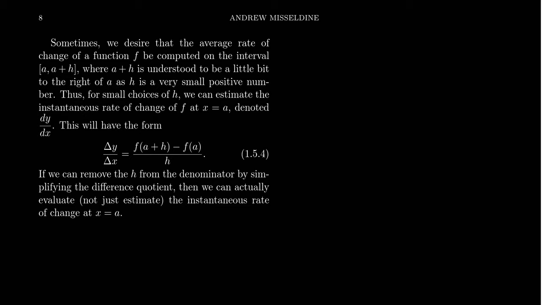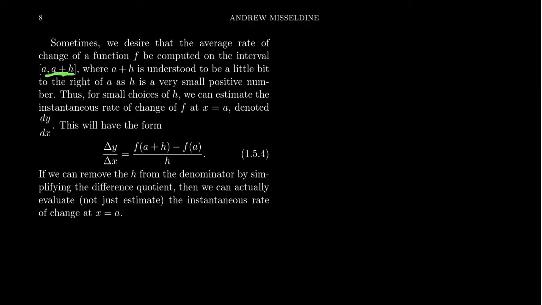Sometimes we desire that the average rate of change for a function f can be computed on the interval a to a plus h. What does that even mean? Let's unravel that for a second.